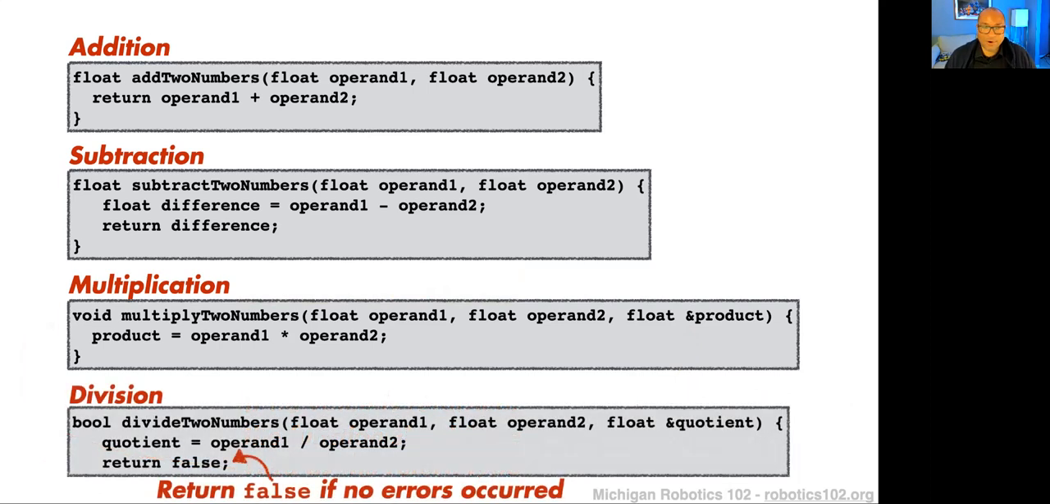Similarly, we could do this for division. So note, we're passing in two operands that are passed by value. Those aren't going to change. And then we pass a float in that's going to be our quotient. That will change based off of the assignment. And it's just good form to return a Boolean for your program. So if your function ran and no errors occurred, then you just send false to say no errors occurred. If you send true, then you're saying something bad happened, and that needs to get handled.